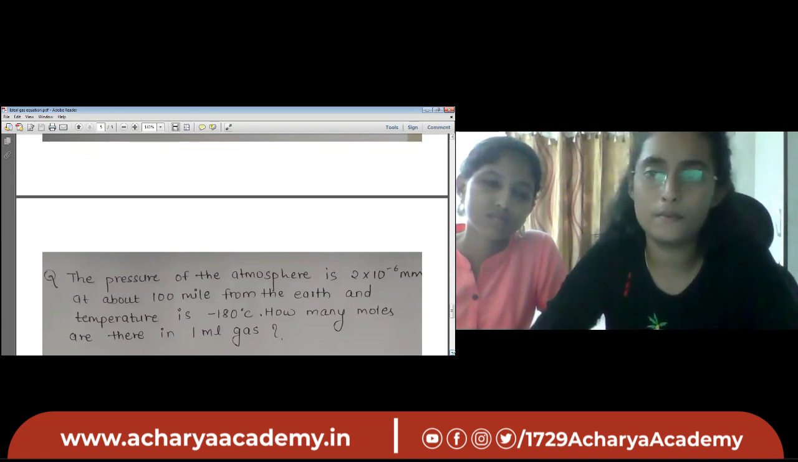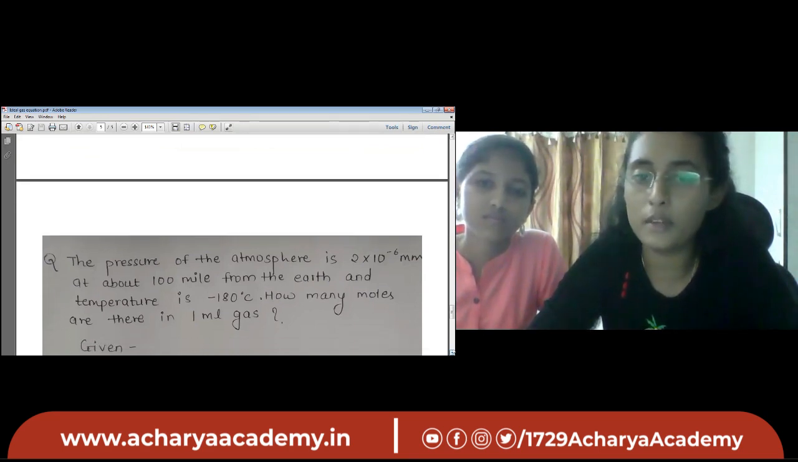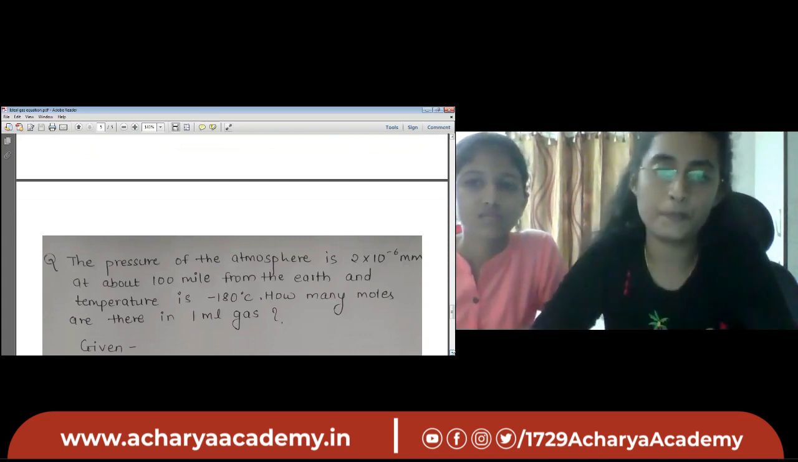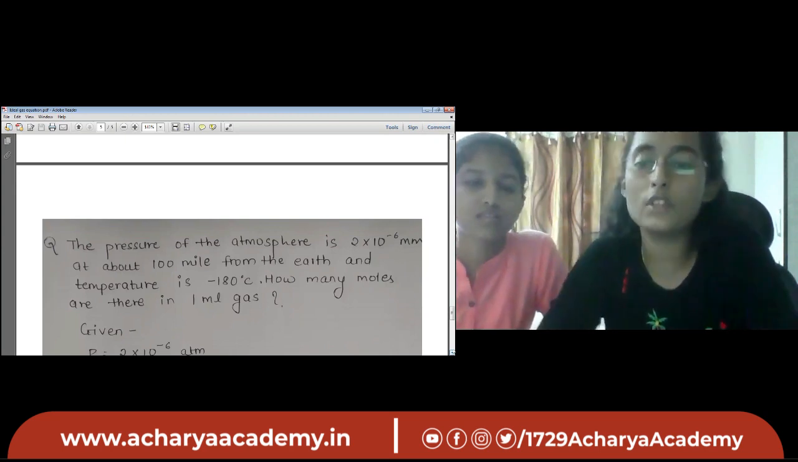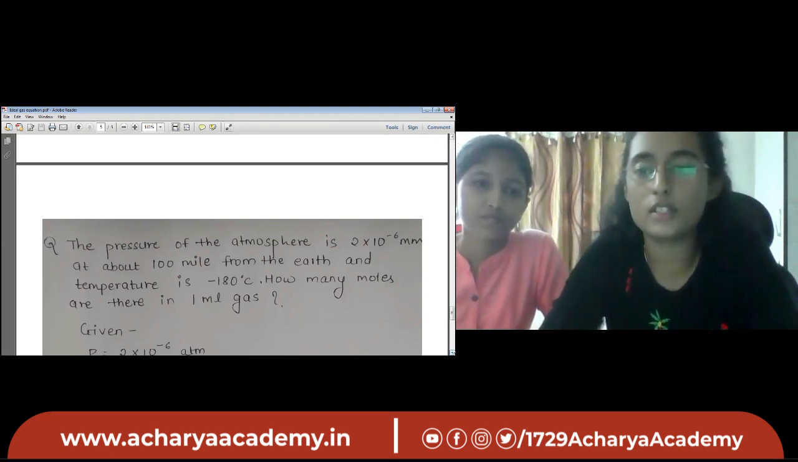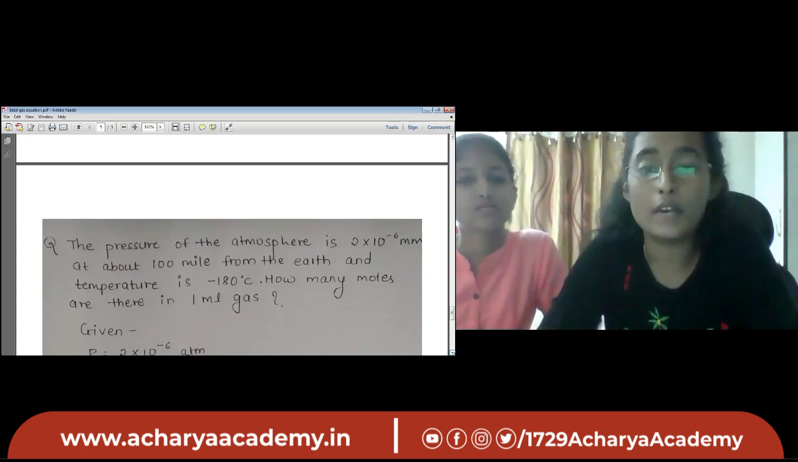The pressure of the atmosphere is 2 into 10 raised to minus 6 mm of Hg at about 100 mile from the earth, and temperature is minus 180 degrees Celsius. How many moles are there in 1 milliliter gas? So they have given you the pressure in terms of mm of Hg. They have given you the temperature.